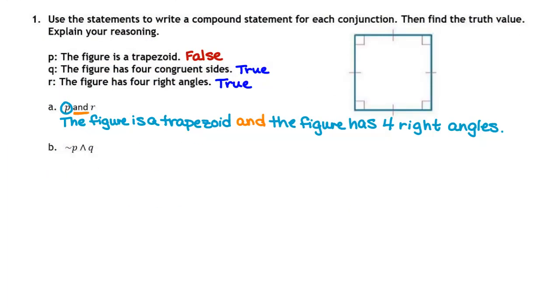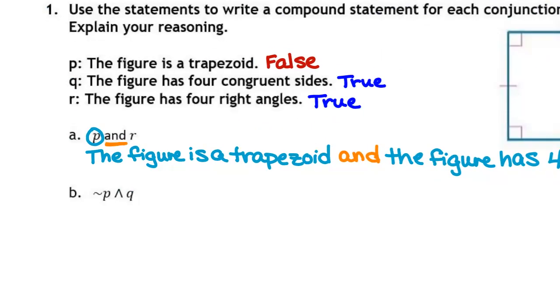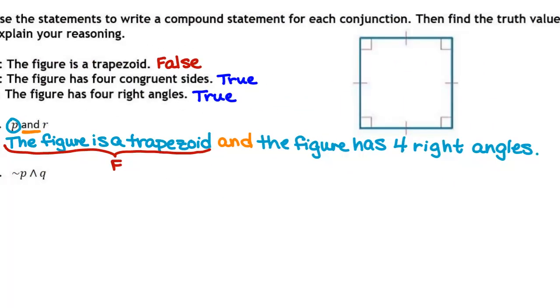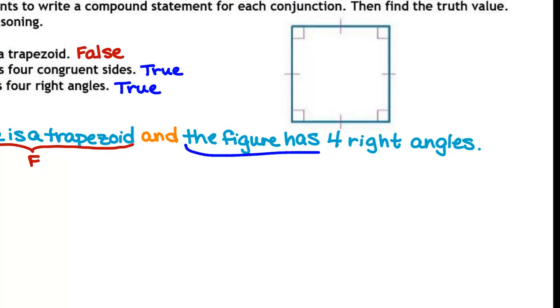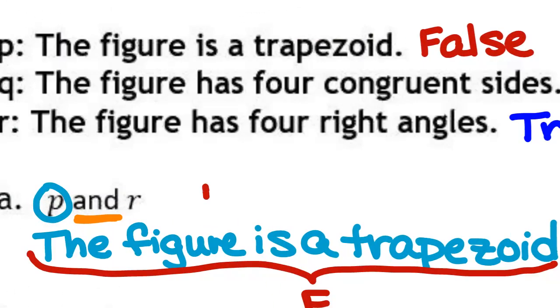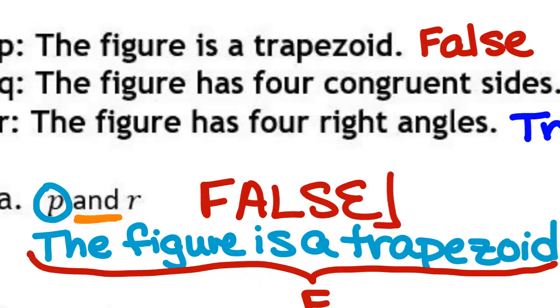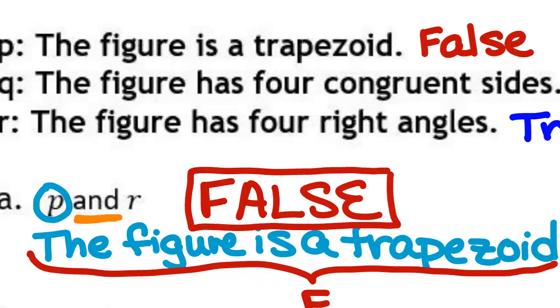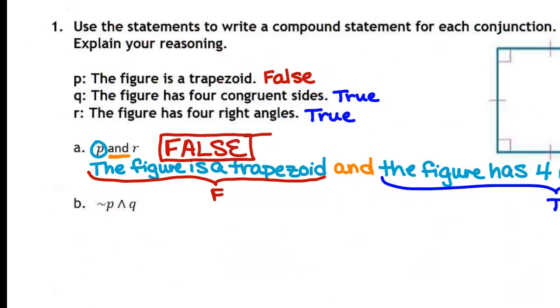For an and to be true, I need both parts of the statement to be true. Is this first part true? No, that is false. What about the second part? Second part was true, but this is an and statement. So is the whole thing false or true? False. For an and statement, we need both parts to be true for the statement to be true.